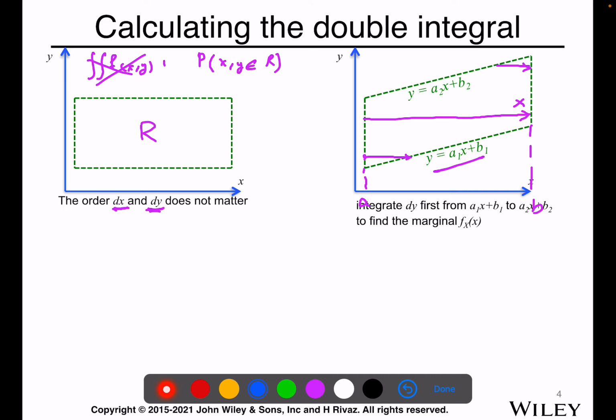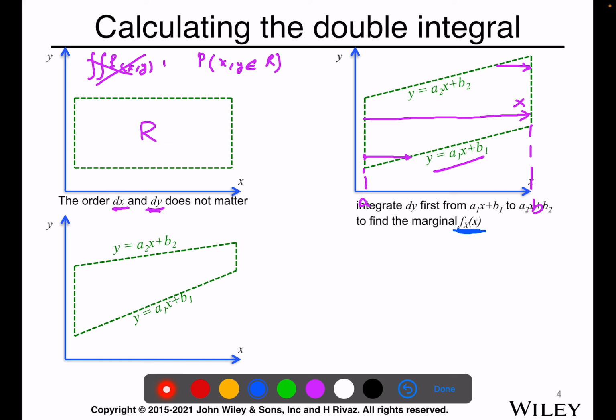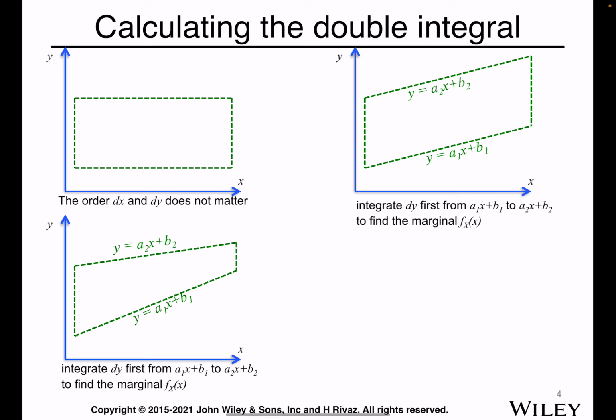So basically, we integrate with respect to y first. It's easier to integrate with respect to y first, or in other words, to find the marginal f of x. When we integrate with respect to y, we get the marginal of x. And if your region is like this, again, the same story. It's easier to integrate with respect to y first and find the marginal of x.